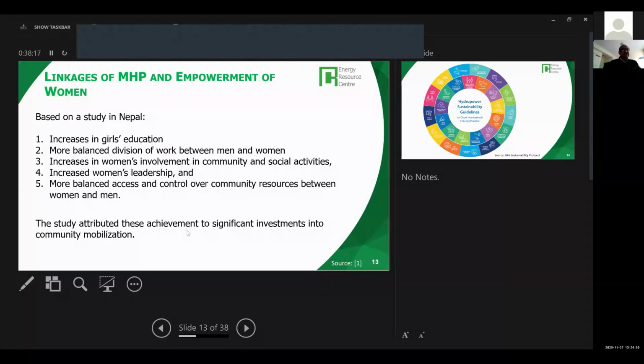The study attributed these achievements to investment in community mobilization. So when communities were mobilized to develop, plan, and operate these hydropower projects, we had these benefits for the community.